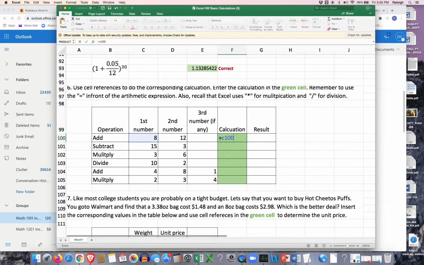I'll type in 100 and then plus and then D. Didn't mean to caps lock it, but I did. 100. Let's just see what happens when I hit return. That's a 20. Very nice.